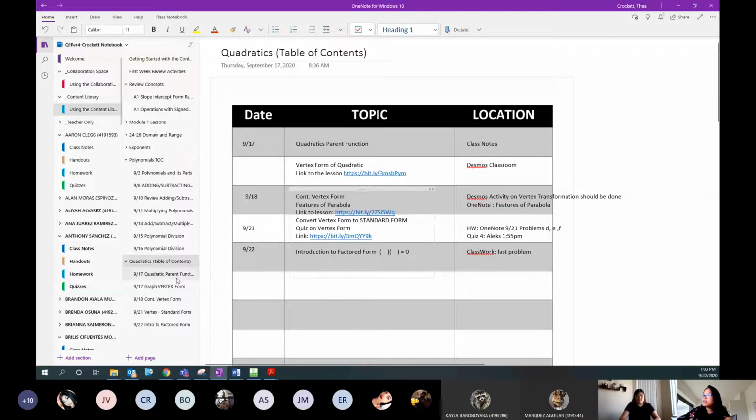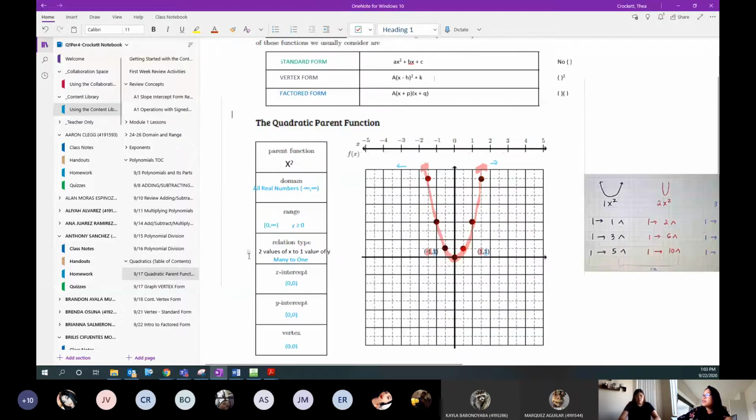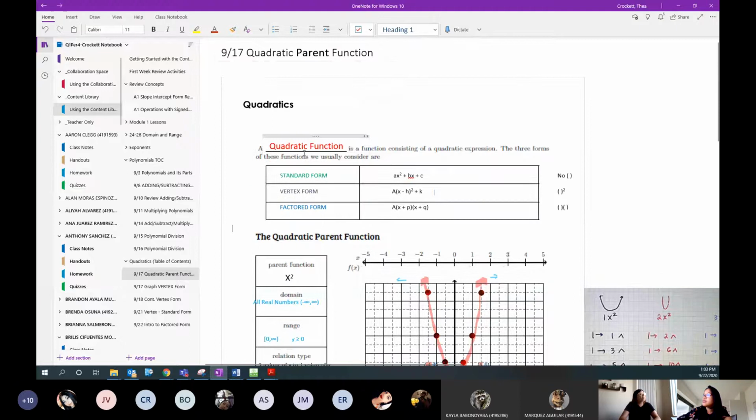Okay, now we go back to September 17th, wherein we talked about the different forms of quadratic function. And we're done with vertex form, wherein you can find the vertex. And if you multiply the square parts, this x minus h, that would remove the parentheses. And whatever answer we have, that's going to be the standard form.